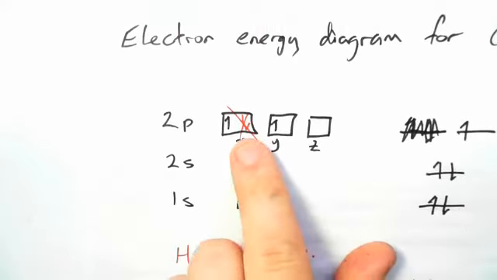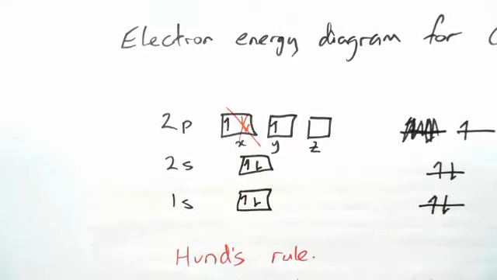That's why carbon actually behaves like this, and that becomes important when you're talking about carbon-carbon bonding and orbital hybridization. So yeah.